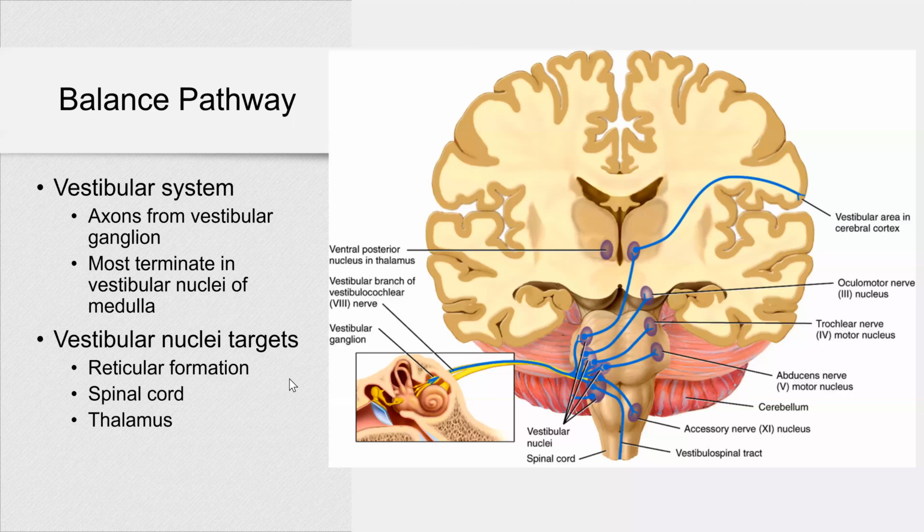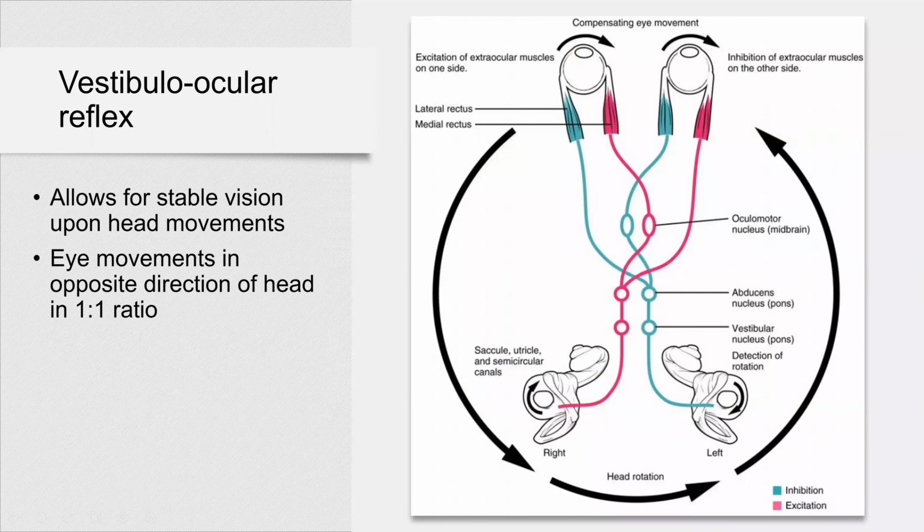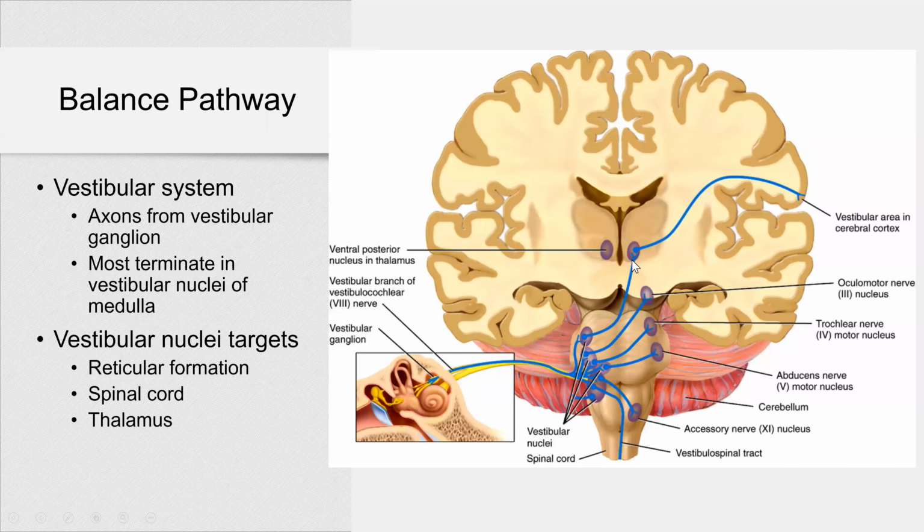So that's balance. Now, the vestibulo-ocular reflex allows for stable vision upon head movement. So eye movements are in the opposite direction of the head in a 1:1 ratio. If you look at the picture here, this is our semicircular canals, and some nerve fibers from the semicircular canals. Let's look previously from the semicircular canal. You see how they go to the medulla, pons, thalamus, right, and cerebral cortex.